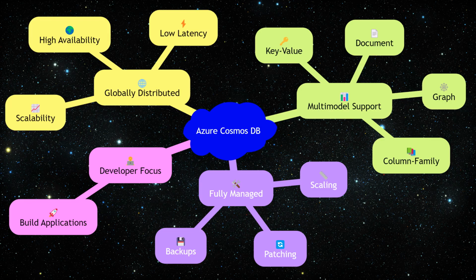Azure Cosmos DB is a globally distributed, multi-model database service designed to provide high availability, low latency, and scalability. It supports multiple data models, including document, key value, graph, and column family, making it versatile for various application needs. Azure Cosmos DB is fully managed, meaning it handles database administration tasks such as patching, backups, and scaling, allowing developers to focus on building applications.